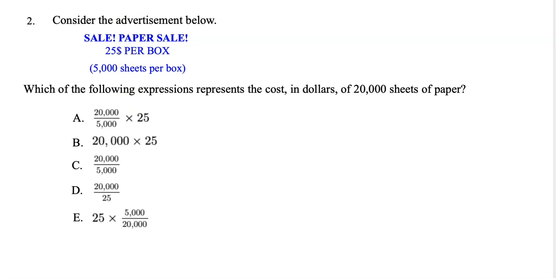I'm a visual person. I want to draw a picture of this. So it says there's a sale and it's $25 per box. So I have a box like so. And this box is $25. Now what's inside the box? It says there's 5,000 sheets per box. So inside this box there's 5,000 sheets.